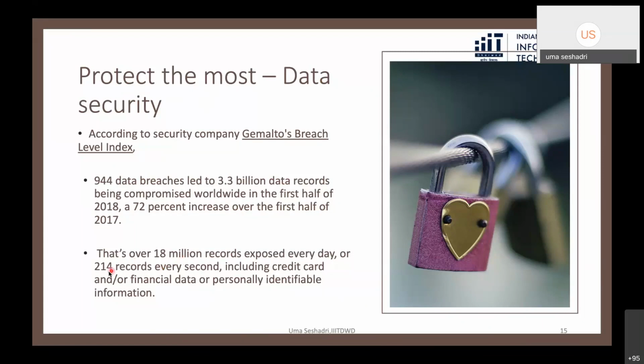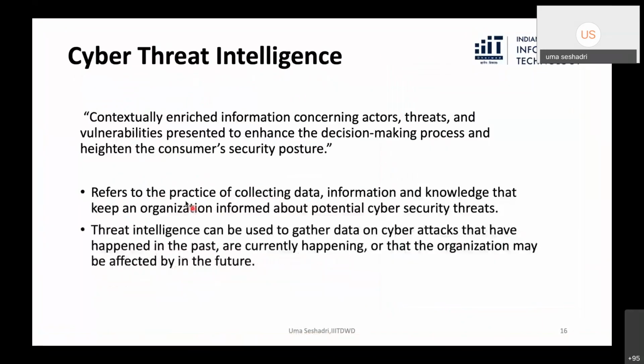And it is happening almost 214 records every second, including credit card and financial data. What this says is that we have to protect the very important asset, the digital asset, and try to establish the security. So we use threat intelligence, which I already talked about. We use various levels of analysis to gather information about the threat. We analyze it, and then we try to understand at what level we can implement our security framework.